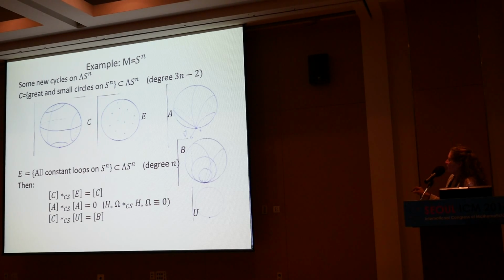So one more computation: the Chas-Sullivan product of C with U consists of all loops of the form one of these, followed by this guy, but they have to have the same base point. And what's that? I should make you guess for this too. That's B, right? That's the space B.